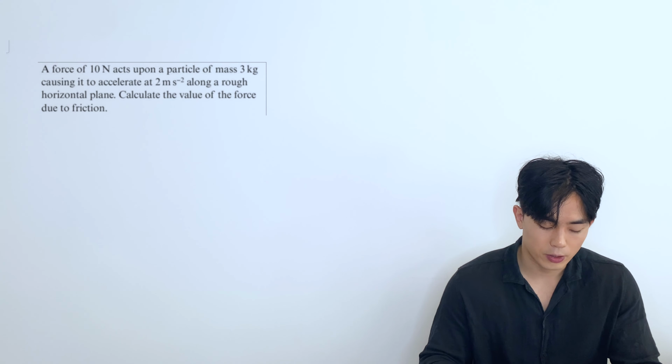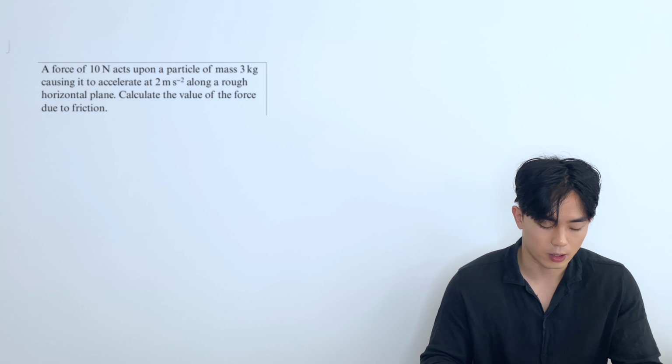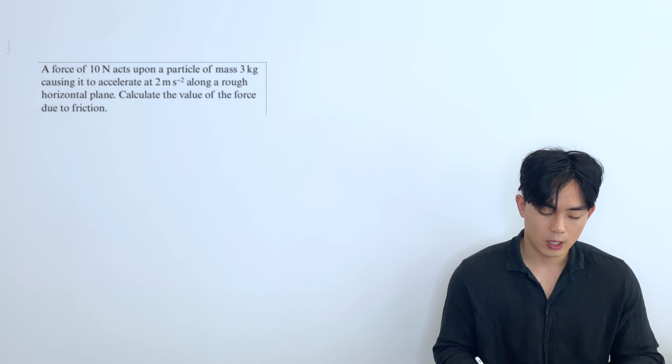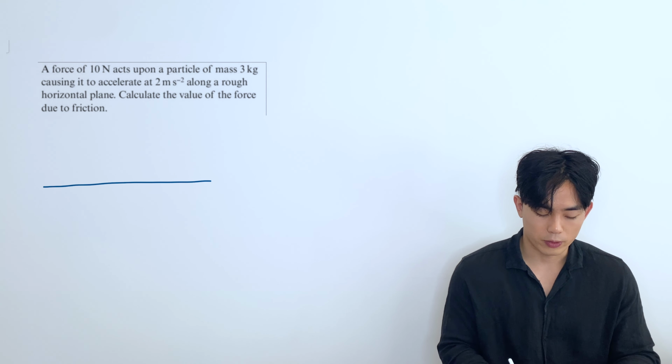Right, a force of 10 newtons acts upon a particle of mass 3 kilograms, causing it to accelerate at 2 meters per second squared along a rough horizontal plane. Calculate the value of the force due to friction. So you need to start becoming very comfortable with drawing these questions out so you can visualize it.